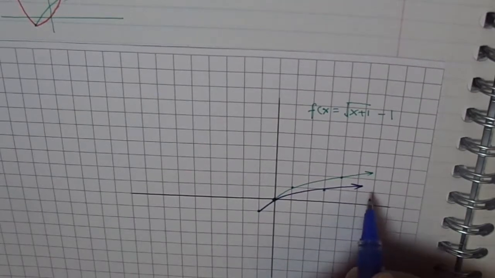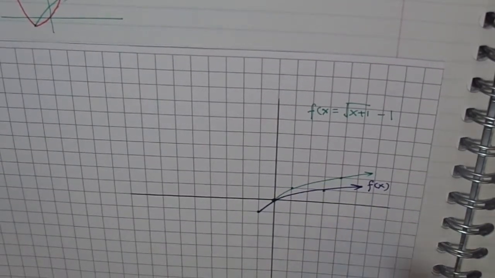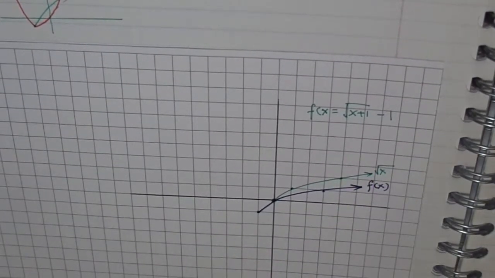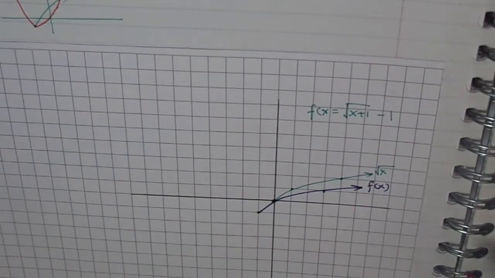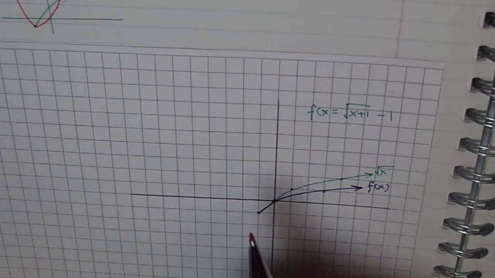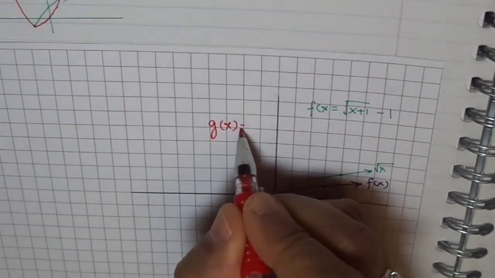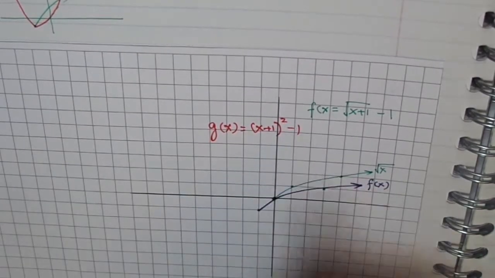This is our function f(x), and this one was just square root x, correct? Yes. Now let's draw the transform function x plus 1. So we see normally that function, let me write here, g(x) equals (x plus 1) whole square minus 1.